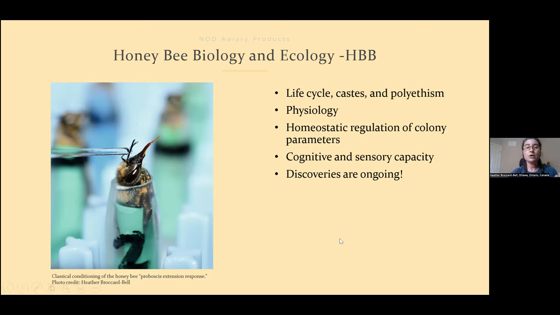We've learned things about their cognitive and sensory capacities. So things about how honeybees learn, and that's what I talked about in this experiment here on the left. And discoveries are ongoing all the time. Every year, thousands of papers are published on things that we learn about the basic biology and ecology of honeybees. There's so much more to learn.